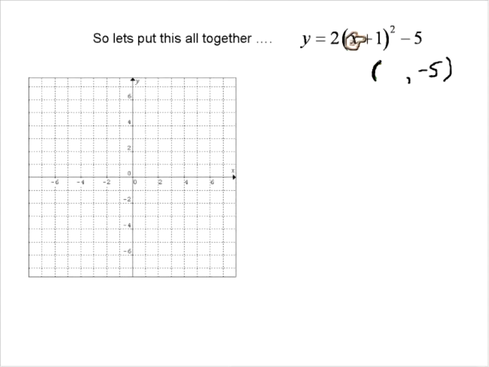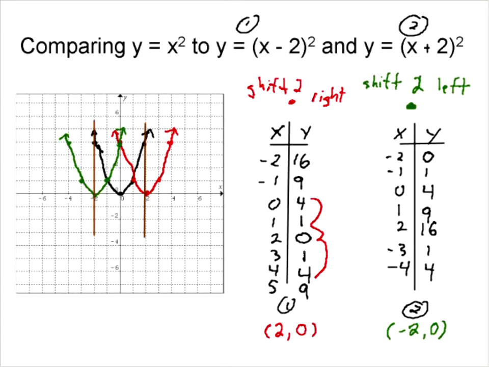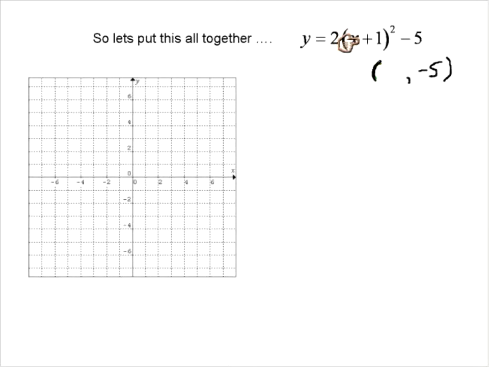So now let's look at inside the function. Inside the function, we have +1. So let's look back at what happened when we have something inside the function. And it was plus. In this case, it was +2. It was a shift of 2 to the left. Our vertex was at -2. So if we look at our function, if it's +1, our vertex is going to have to be -1. So right away, we know that our vertex is at -1, -5, which is right down here.